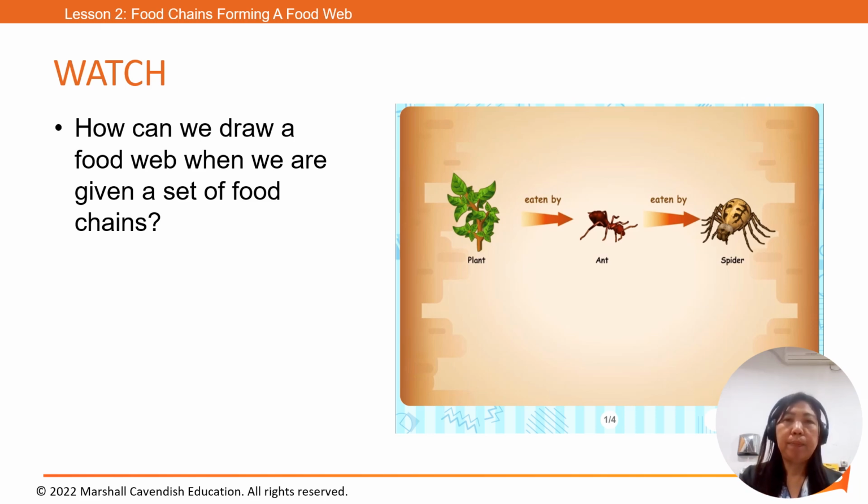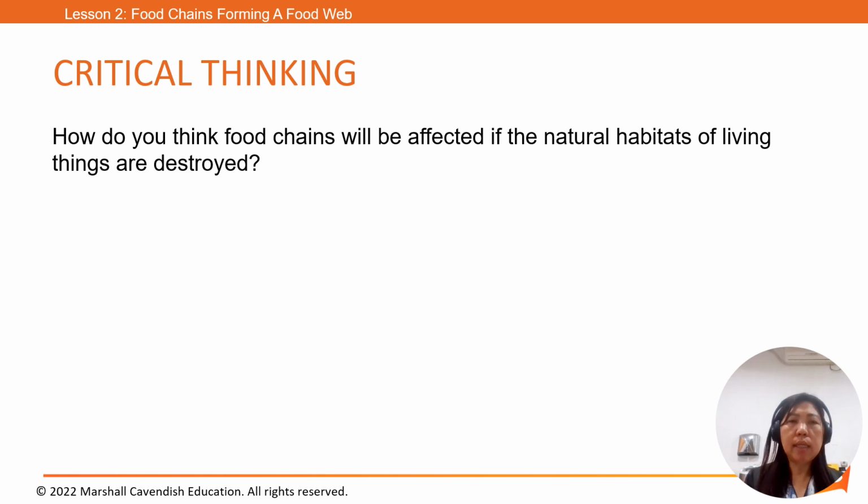Let's continue. Before we continue, let's think about this carefully before we discuss the next one. How do you think food chains will be affected if the natural habitats of the living things are destroyed? Can you think about it? For example, when the trees in a forest are cut down, herbivores that eat the trees will have no food to eat and they may die. The predators of these herbivores will also be affected.